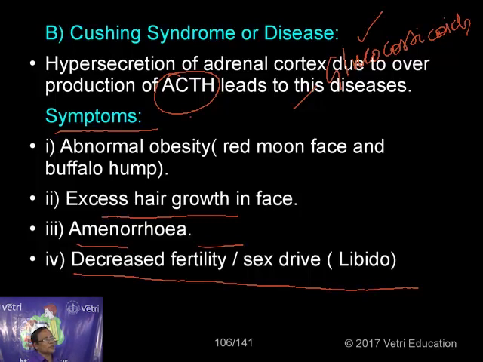Accumulation of more fat in the body, that is called obesity, particularly in the face, so that the face looks more or less round, circular. That is called moon face. And also buffalo hump: accumulation of fat at the back of the body, in the region of the back. More fat is getting accumulated. Amenorrhea. This is nothing but absence of the menstrual cycle.